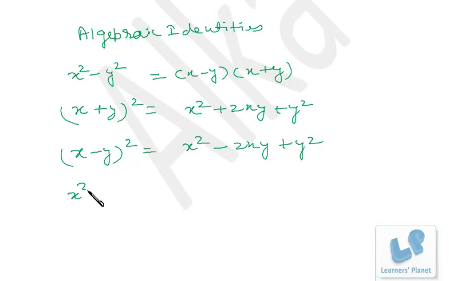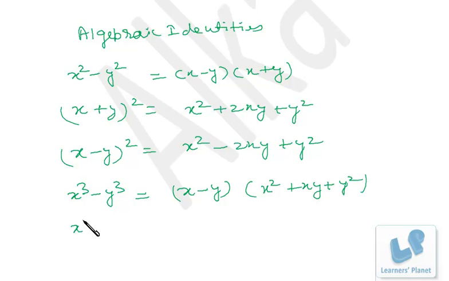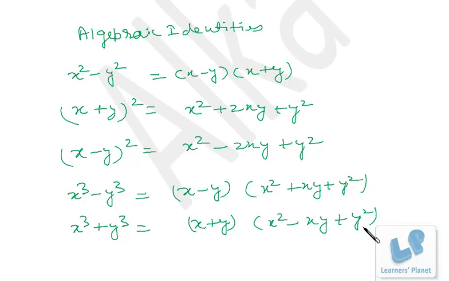Then we come to x cube minus y cube. So that is x minus y, x square plus xy plus y square. Then x cube plus y cube, that is x plus y, x square minus xy plus y square. When it is minus over here, it is minus over here and plus over here. And if it is plus over here, then it is plus over here and minus over here. Right? So this way you can memorize them.